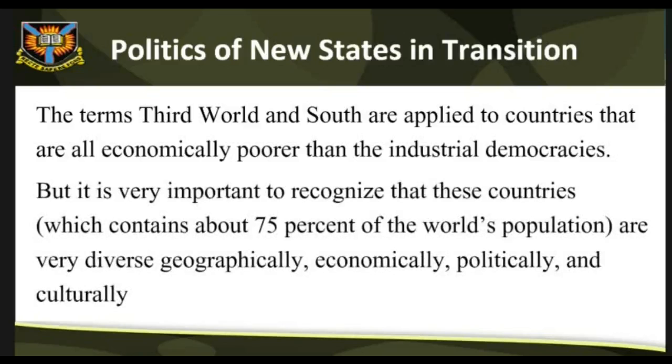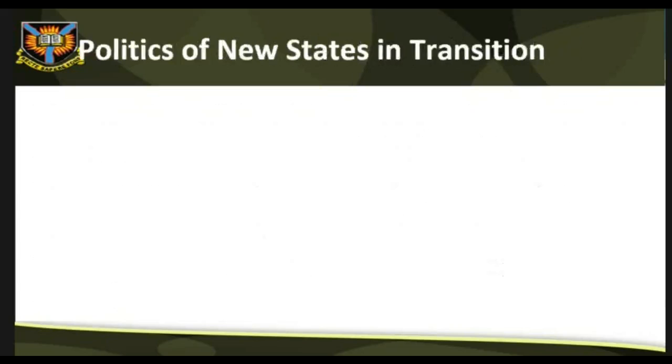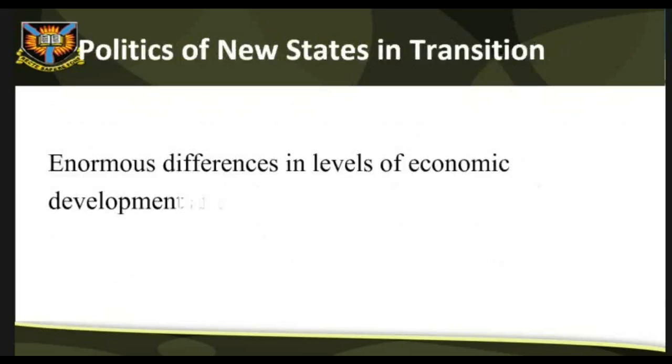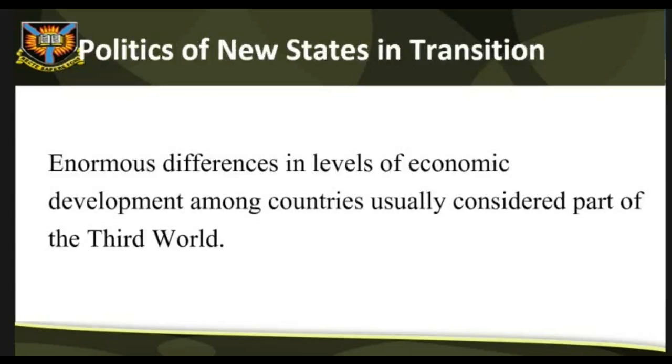Some observers have asserted that there is such great diversity in the third world that the concept is outdated because it implies too much similarity in the challenges facing the developing nations and too much unity in their international policies. They point to the enormous differences in levels of economic development among countries usually considered part of the third world. The question is whether a country like Bangladesh, with its extreme poverty and overwhelmingly rural population, has much in common with the economically booming and highly urbanized, newly industrializing countries such as the Republic of Korea, that is South Korea, which are usually still considered to be part of the third world.